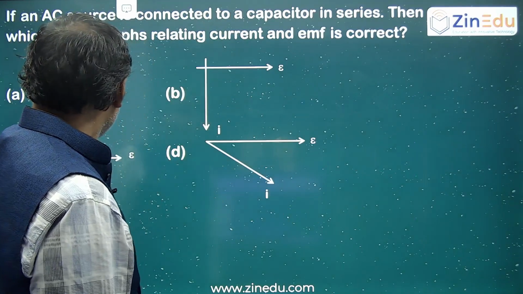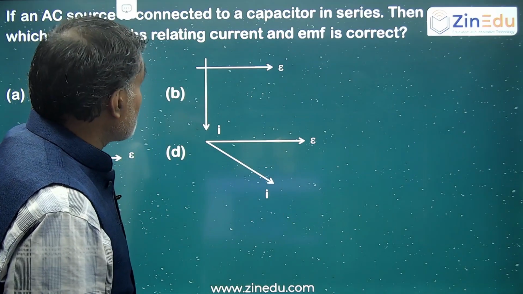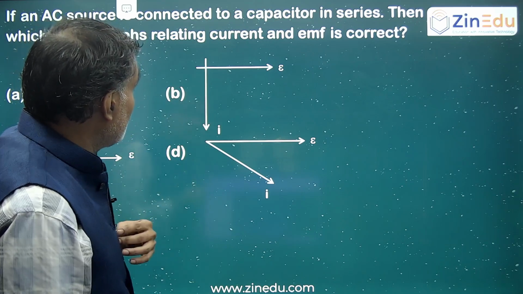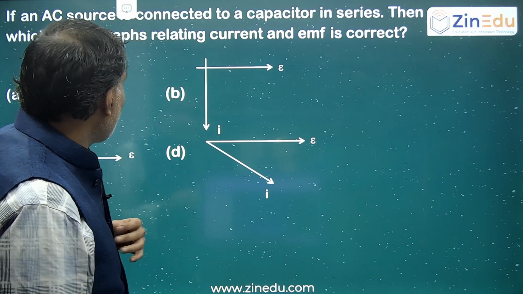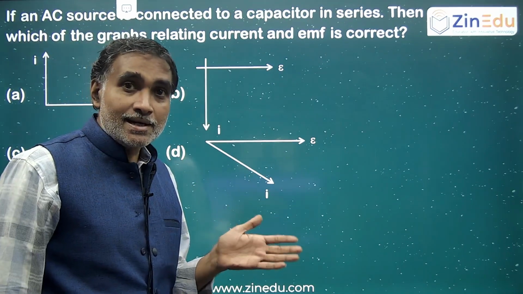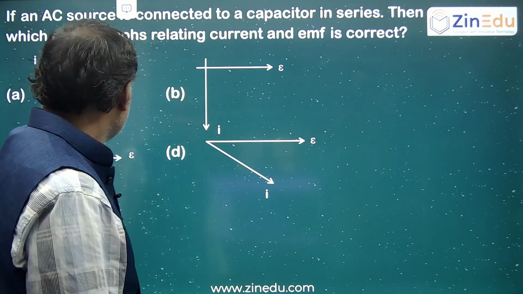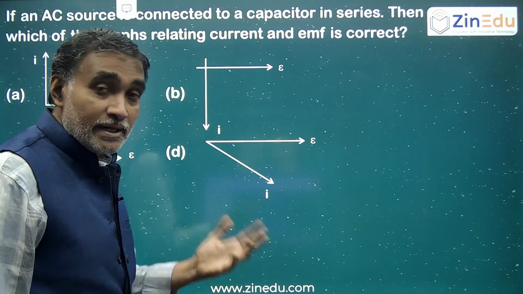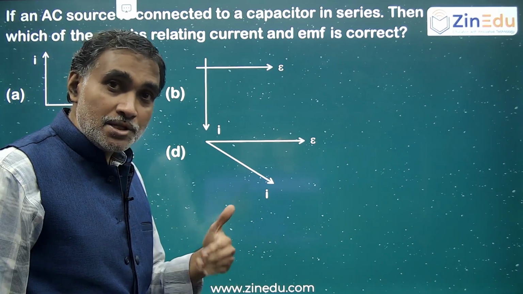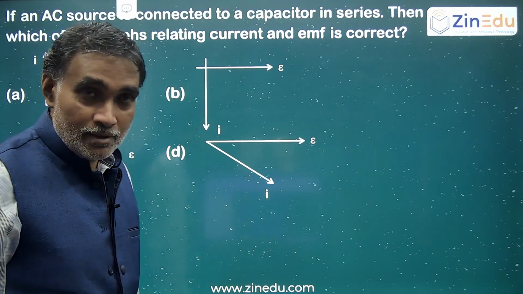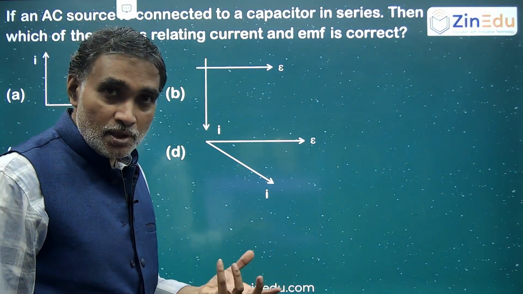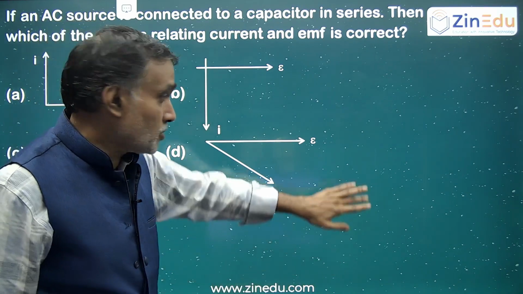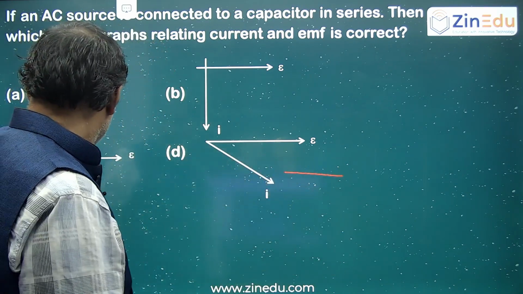Next, if an AC source is connected to a capacitor in series, then which of the graphs relating current and EMF is correct? Now, this is theory question. Only capacitor is there, then current leads EMF by pi by 2 radian. So, graph is A. If it is inductive, EMF potential leads current by pi by 2 radian. If it is purely resistive circuit, both of them are in phase. So, answer is A in this case because it is capacitive circuit.